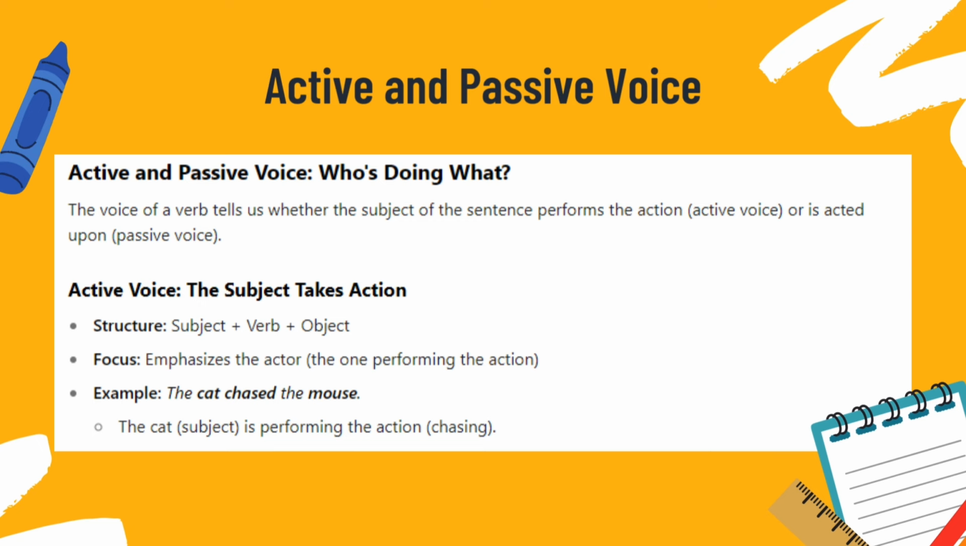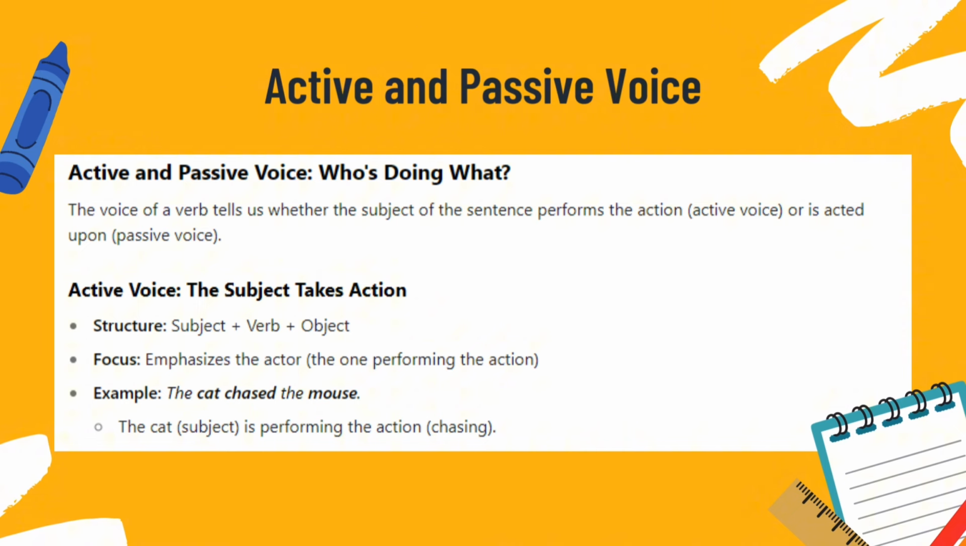So for the structure of the sentence, you have the subject, and then the verb, and then the object. Okay, so for example, she played ping pong yesterday. So who played ping pong? So she. So who is the doer of the subject? It is she. So the focus, it emphasizes the actor, the one who performs the action.